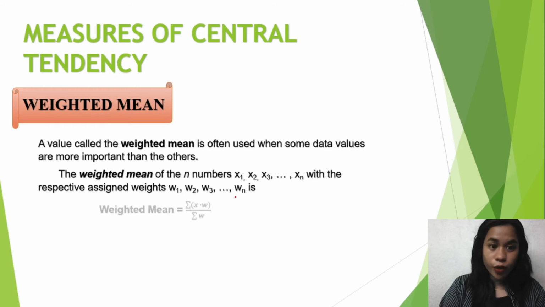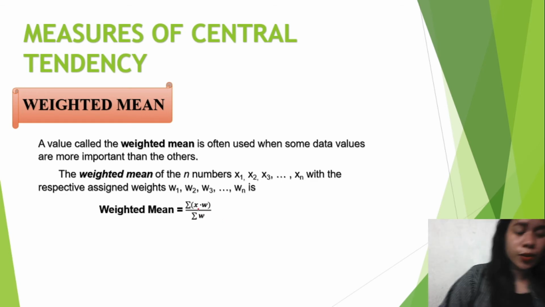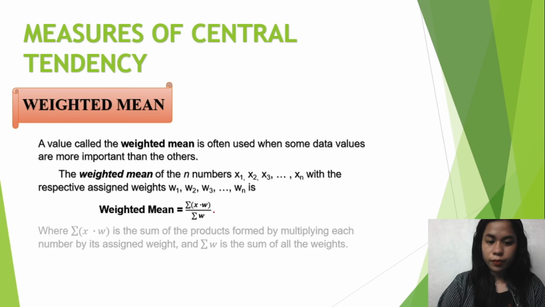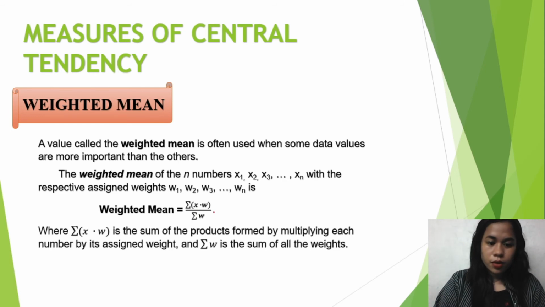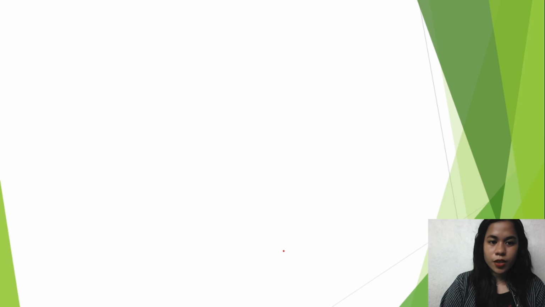It is given by the formula: weighted mean is equal to the summation of x times w over the summation of w. So where the numerator, which is the summation of x times w, is the sum of the products formed by multiplying each number by its assigned weight, and then the summation of w is the sum of all the weights. So let's have some examples.